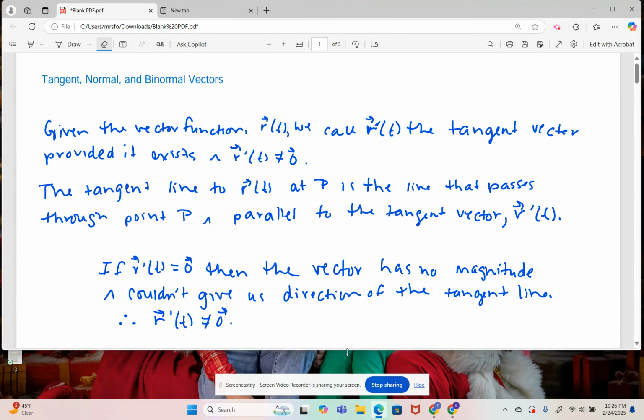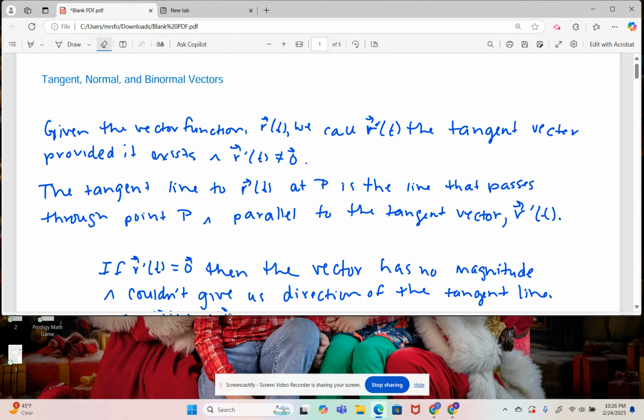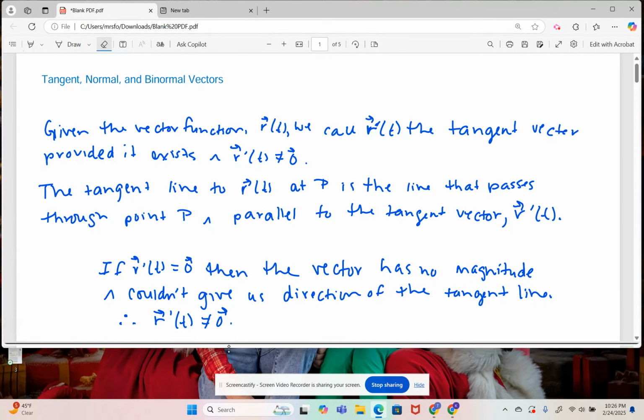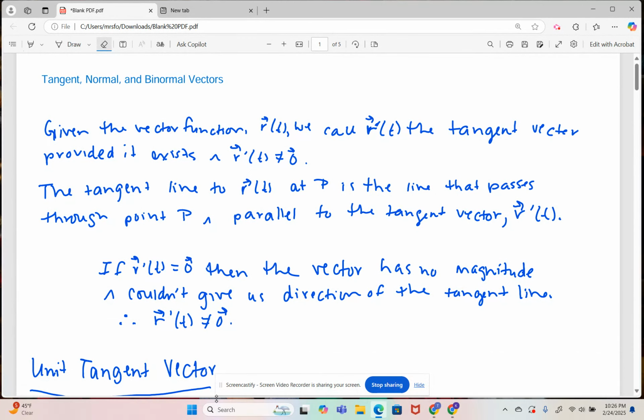If the derivative r prime of t is equal to the 0 vector, then the vector has no magnitude, and so it couldn't give us the direction of the tangent line. Therefore, the derivative of r of t cannot equal the 0 vector.